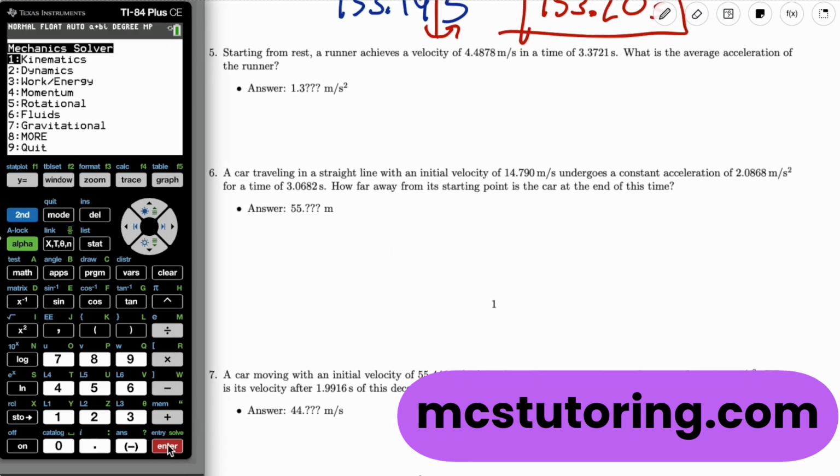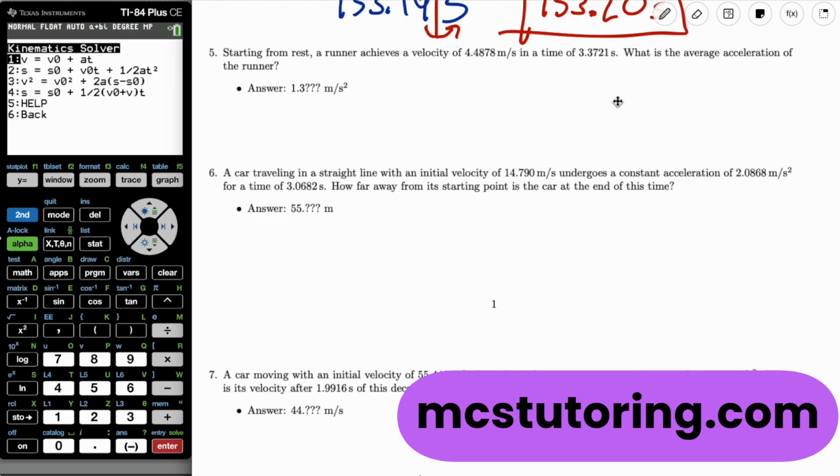We're going to go back to the kinematics menu, because kinematics is like your basic mechanics stuff here. Starting from rest. Okay, cool. That's a code word for initial velocity 0. We're going to say v is this, and a time of t. What's the average acceleration? So the a is what we're looking for. We have v0, v, t, and we're looking for a.